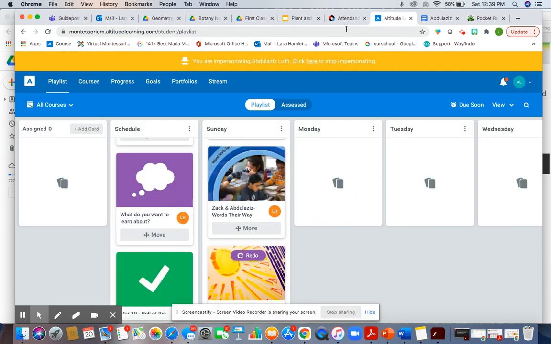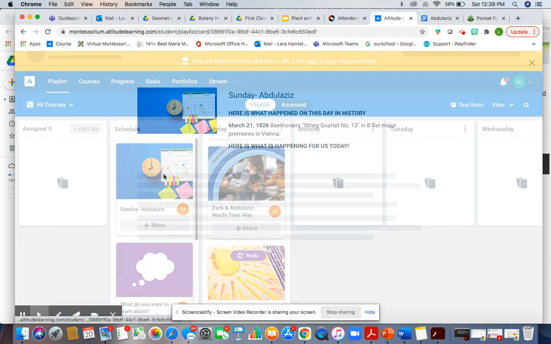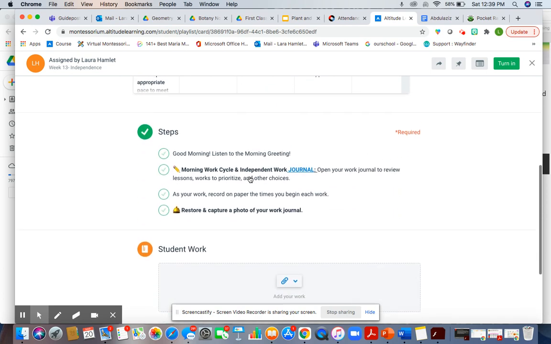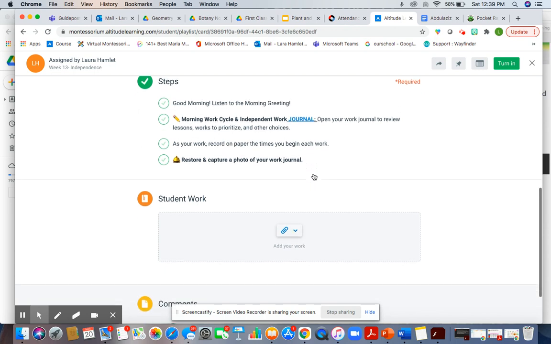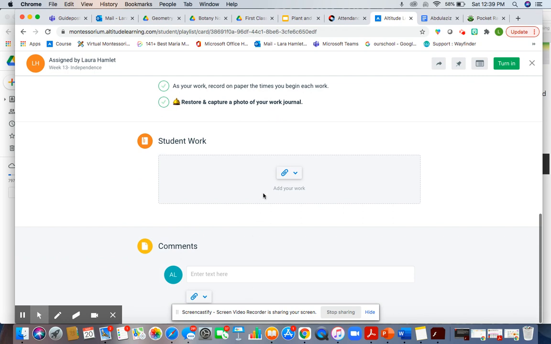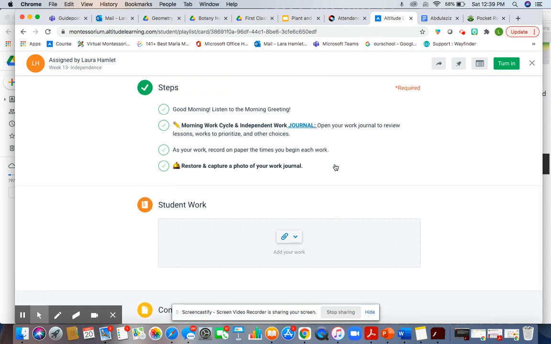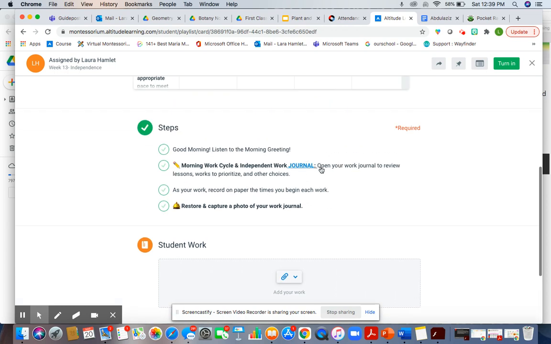In addition, if you go back into your schedule, I want to point out a very important step. Since you're working independently on Sundays, as you work, record on paper the times that you begin each work. Recording the times when you do each work will be part of turning in this card. You'll need to attach a photo of that to show me how your day went so that we can reflect on this on Monday.